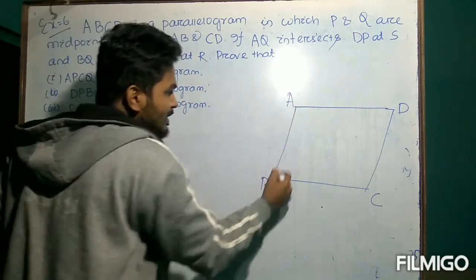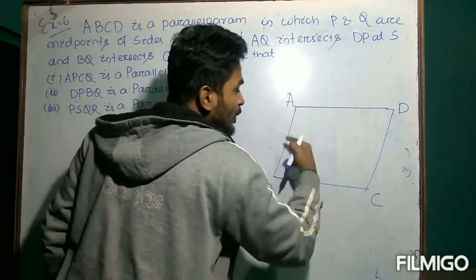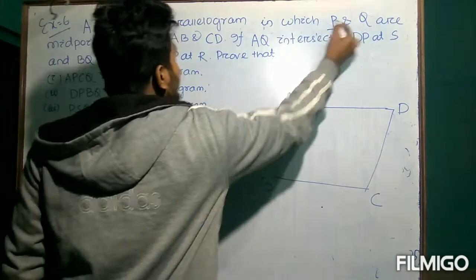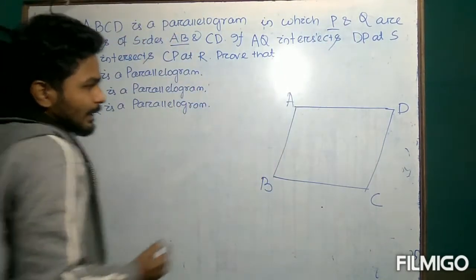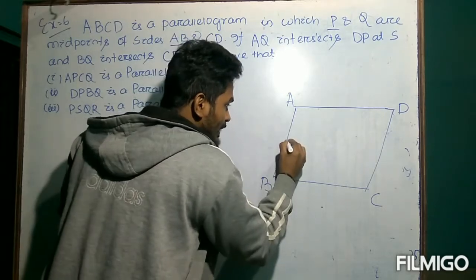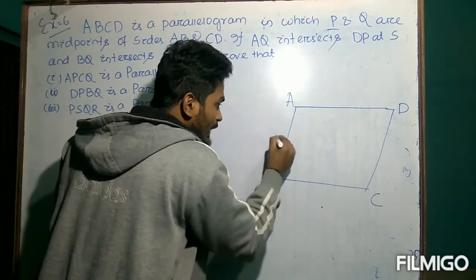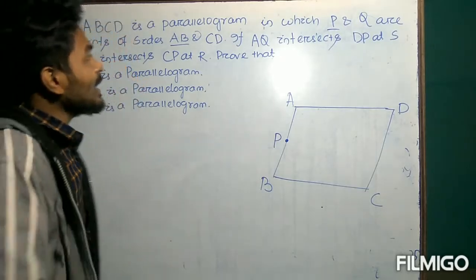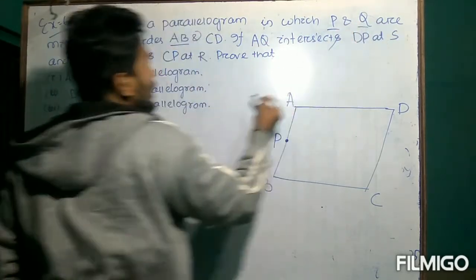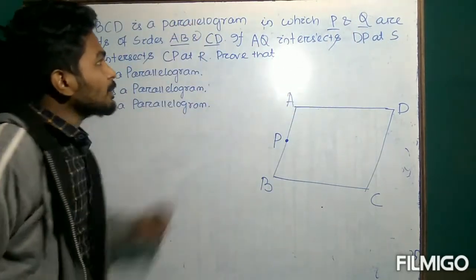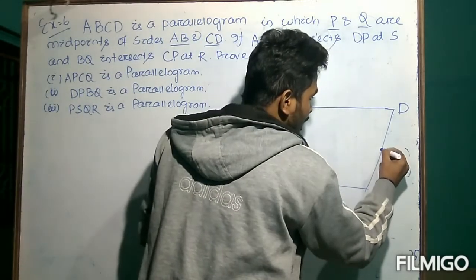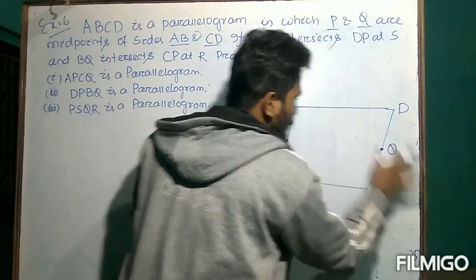Okay, since there are two sides AB and CD, and these two are an opposite pair of sides, right? So P is the midpoint of the side AB. It is given. Let's say this is AB. Then this is the midpoint of AB. Suppose the name of the point is P. Similarly, Q is the midpoint of another side, that is CD, right? Let's say this is the midpoint of CD and the name of the point is Q.